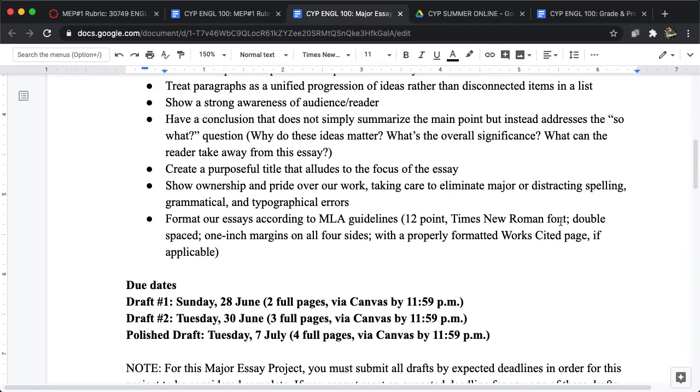12-point Times New Roman font. That's the entire document, so you don't need to make your title bigger or a different color font, just Times New Roman 12-point font. Double spaced, okay, so the entire document is double spaced. There's no extra spaces between paragraphs. It's not single spaced, not 2.5 spacing, it's double spaced. And then 1-inch margins on all four sides. So that's the top, the bottom, the left, the right. All of them should be exactly 1 inch, not 1.5 inches, 1 inch. Okay. And then again, a properly formatted works cited page if applicable.